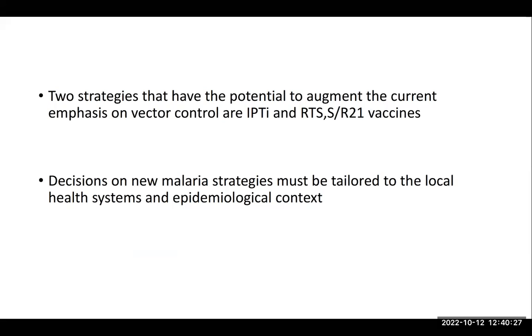So there are two individual level protection strategies that have the potential to augment the current emphasis on vector control. And these are IPTi, which means intermittent preventive treatment for infants, and RTS,S or the R21 vaccines. Decisions on the implementation of these new malaria strategies must be tailored to the local health system and epidemiological context. And the data I present here, for example, shows the priority areas for the RTS,S malaria vaccine rollout.